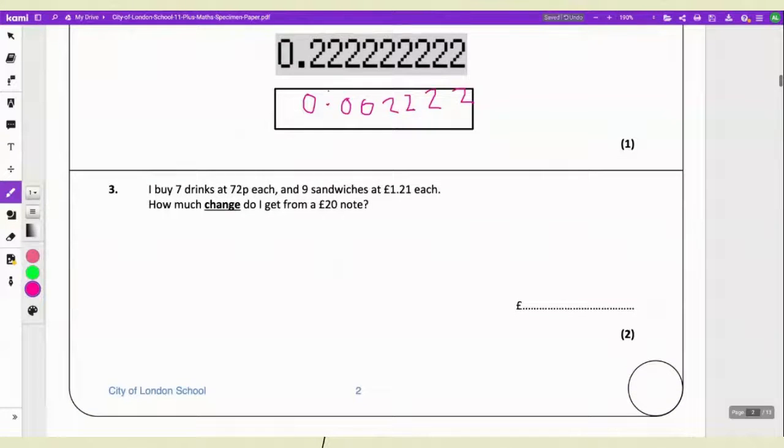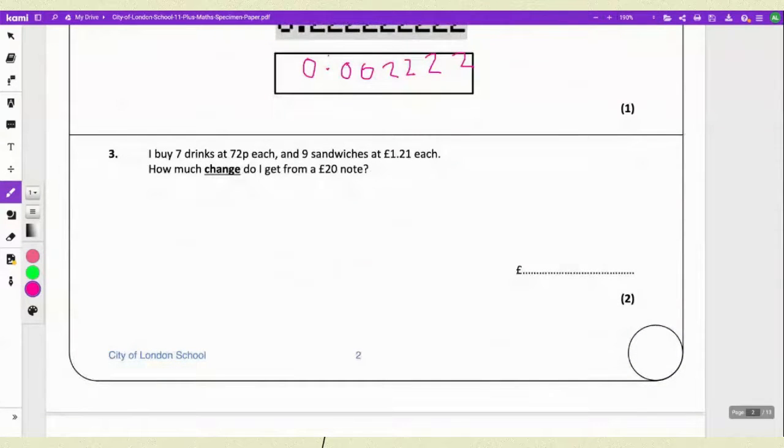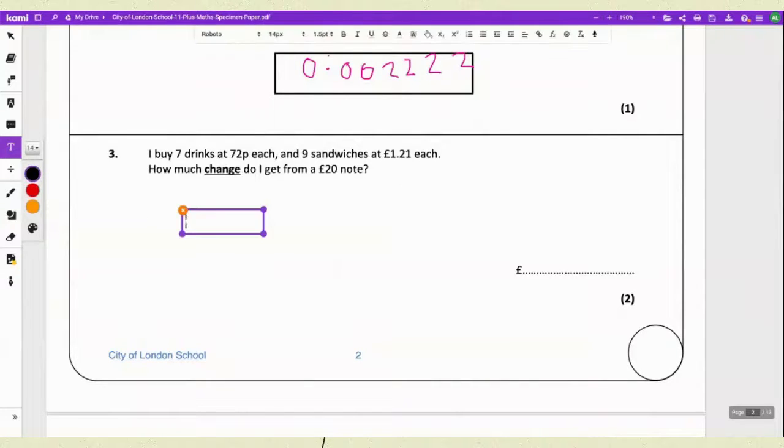And the next one, they say I buy 7 drinks at 72p each and 9 sandwiches at £1.21 each. How much change will I get if I have a £20 note? First of all, just write all the information that was given to you. So your cost equals 7 multiplied by 72, and then you have a plus sign, then you have 9 multiplied by 121.